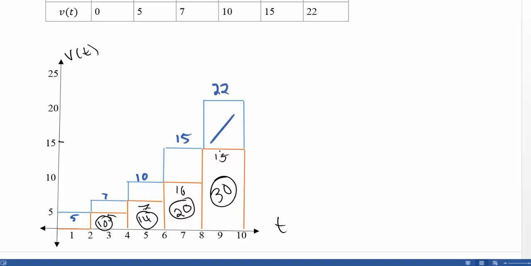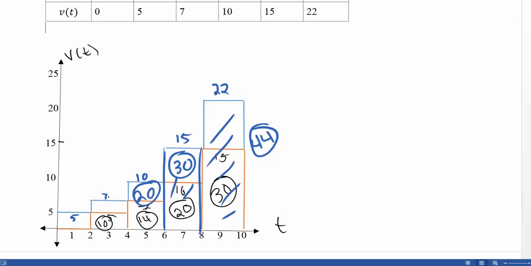So the area of this whole block is 22 times 2, because again, the width is 2. That's 44. This is 15 times 2, which is 30. Again, this whole block, it crosses over. 10 times 2, which is 20. All right, this one's 14. This one is 10.